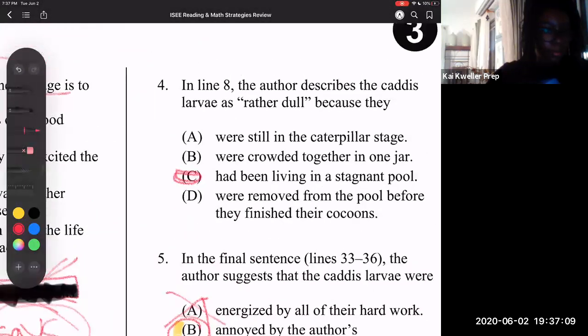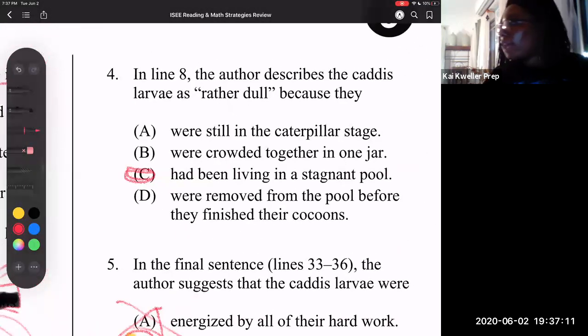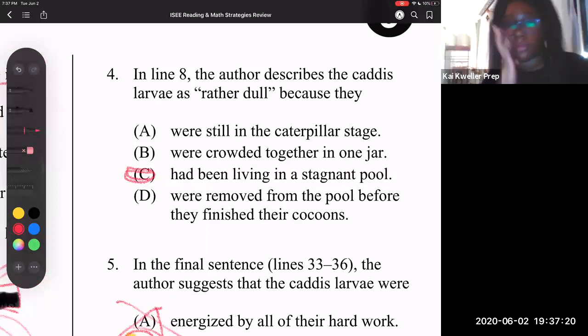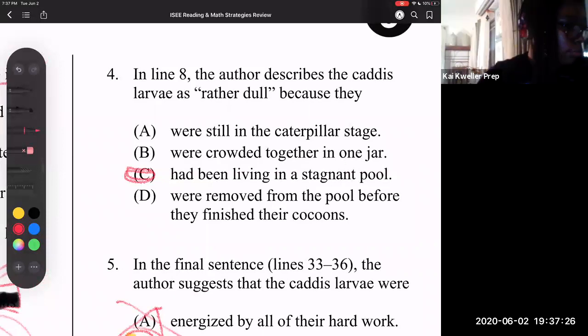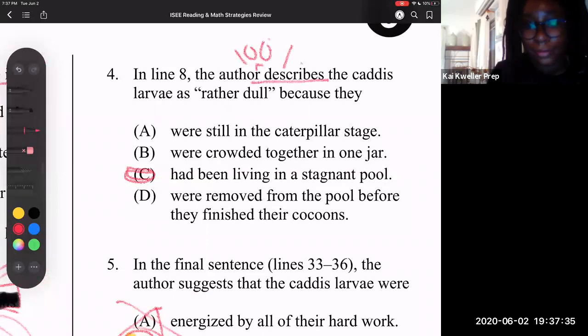Okay, ready? In line 8, the author describes the caddis larva as rather dull. Does he describe the larva? He describes. Guess what word you think you should put? What phrase do you think you should put between author and describes? Very good. Everyone, let's say it. 100% describes. Good. Okay, next one.